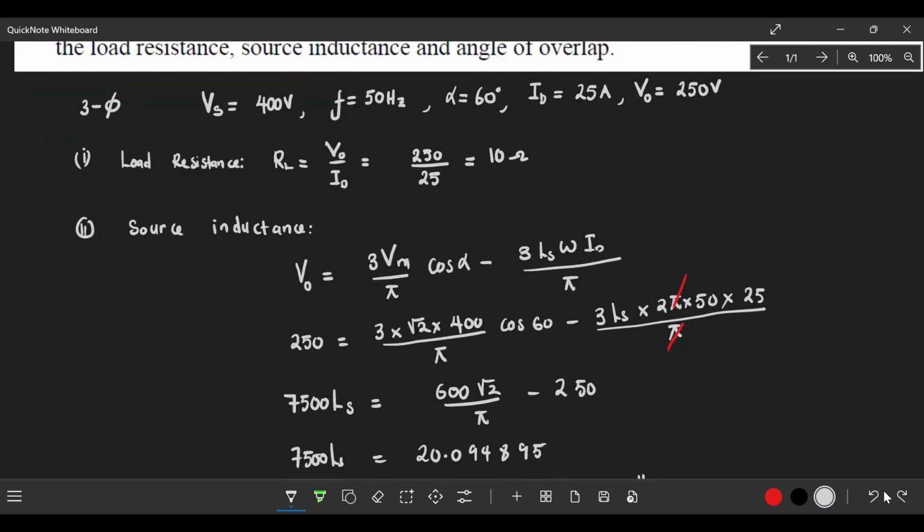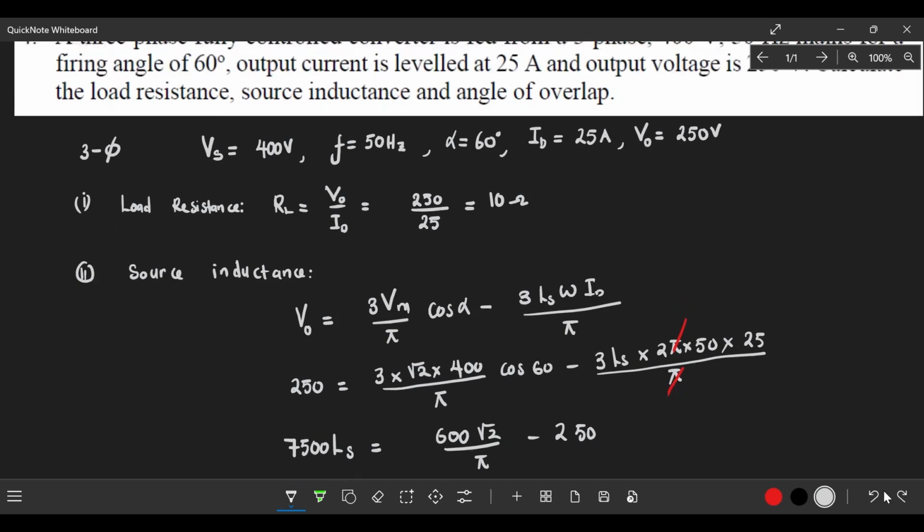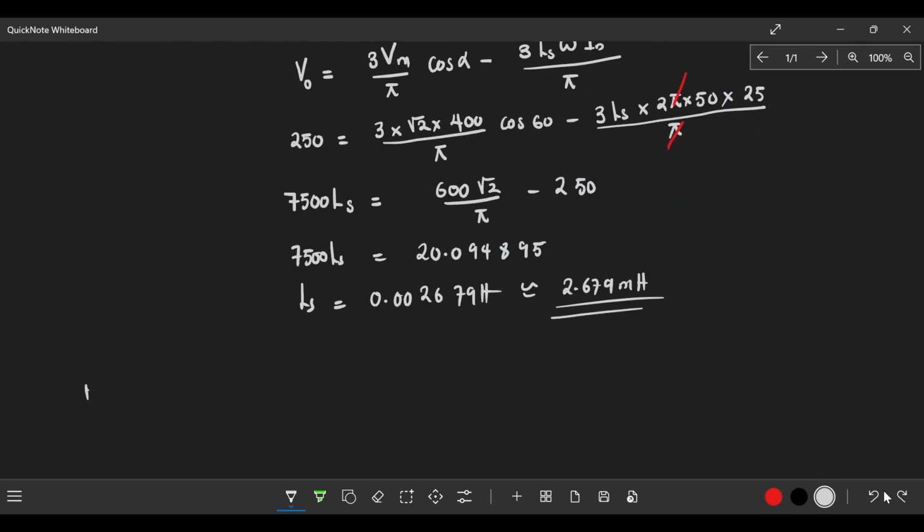And then lastly, we need to find the overlap angle. How do we find the overlap angle? Just like we did before. We can now use the equation here, because this equation is the one you use to find the overlap angle, which is 3Vm over 2 pi, cosine alpha plus cosine of alpha plus mu.